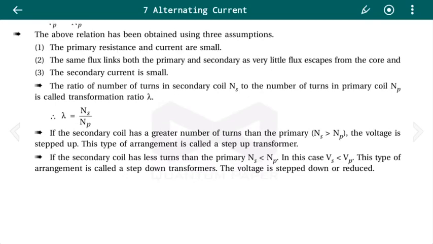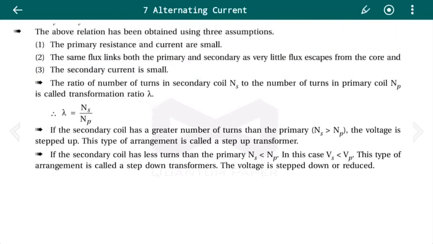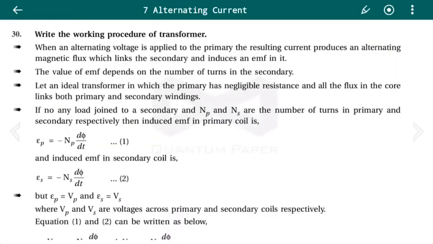If the secondary coil has a greater number of turns than the primary, the voltage is stepped up. That means if we want the voltage to be increased, then we need to use the step up transformer, and in a step up transformer the number of turns in the secondary coil will be greater than that of the primary coil. And if we want the voltage to be decreased, we need to use the step down transformer, and in a step down transformer the number of turns in the primary coil will be greater compared to the number of turns in the secondary coil. So students, you may note down this theory.